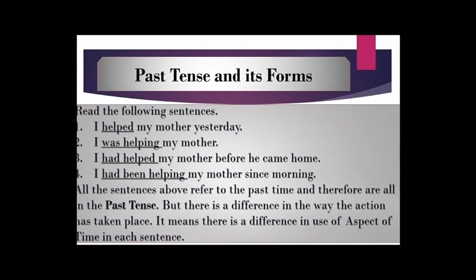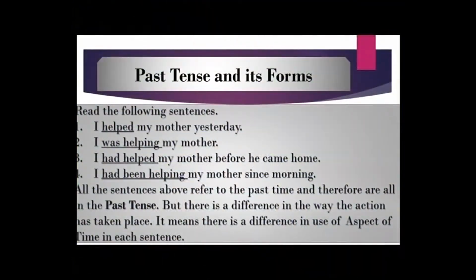But there is a difference in the way the action has taken place. It means there is a difference in use of aspect of time in each sentence. So, all 4 sentences have different aspects of past tense. Like the first sentence, I helped my mother yesterday. Here we have underlined the word helped. It is the second form of the verb help.